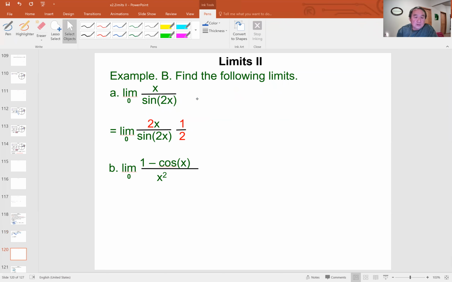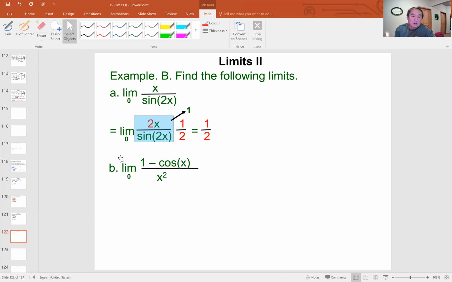And here's another way of doing it. You have sine of 2x over 2x, and the sine of 2x over 2x is 1. This is theta, this is theta, and the sine of theta over theta is 1. So this part is 1, and so the answer is left with 1/2.